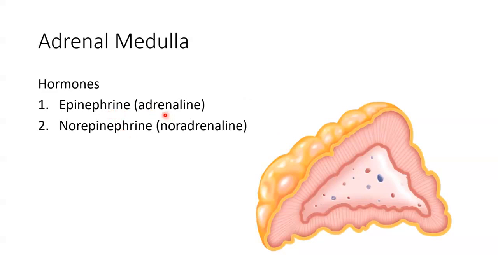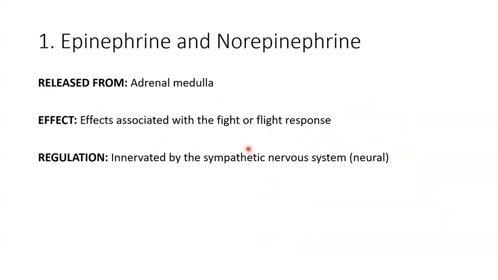Now, you may have also heard these hormones termed adrenaline and noradrenaline. They are the same things. In Australia, we typically refer to them as epinephrine and norepinephrine. Typically in the US, you might hear adrenaline and noradrenaline. So the chromaffin cells of the adrenal medulla release both epinephrine and norepinephrine. They secrete about 80% epinephrine and 20% norepinephrine.